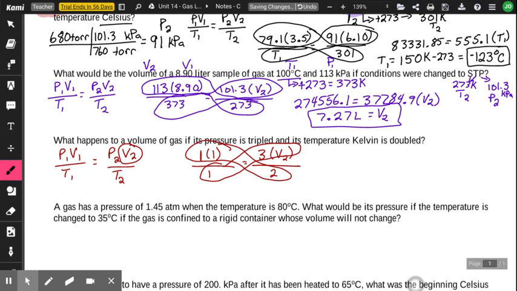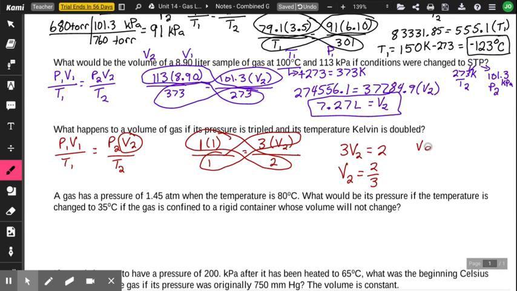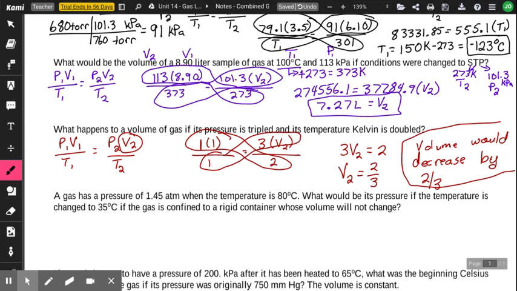So we get 3V2 equals 2. And if we're solving for that, we find our volume 2 is 2 over 3. Okay, so what does that tell me? Well, it tells me that the volume would decrease by 2/3. Okay, so that tells me my volume is going to decrease by 2/3 because when we solved it, we got 2/3 as our answer. Okay, so here is the answer to that problem.